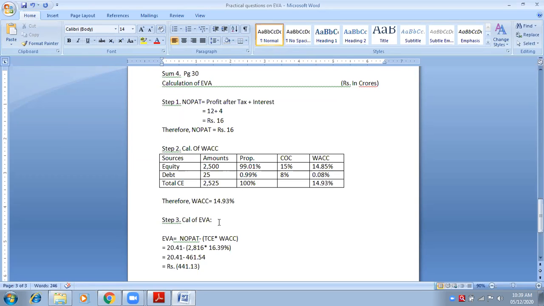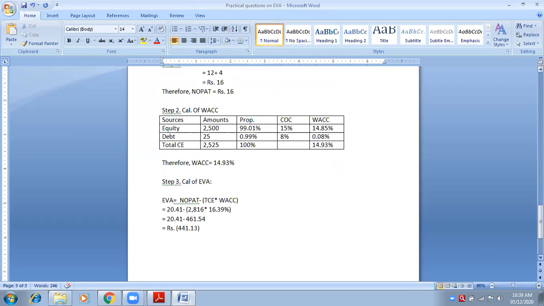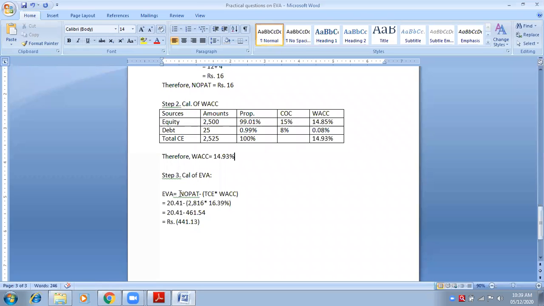Is it clear, everybody? Yes, ma'am. Now, if you have completed step number 1 and 2, step number 3 is very easy because there is only a formula that has to be applied. Now, NOPAT. What was NOPAT in step number 1? 16. What is capital employed? Ma'am, 2525. Very good. Sorry, 2525. Okay. Now, what is my WACC?